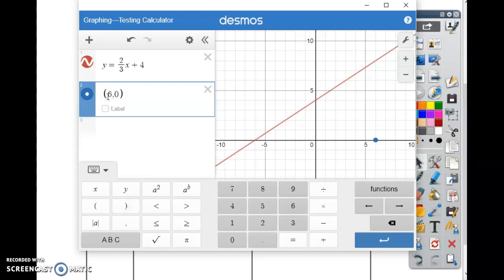-6, 0. Right? This is the point. This is my equation. This is my slope. Does it go through that point? Look at my point. La línea pasa por el punto. Does the line cross through that point? Yes. So that means I did it right. Okay? If this was one of the answer choices, you would click that one because the line goes through that point and it has that slope.